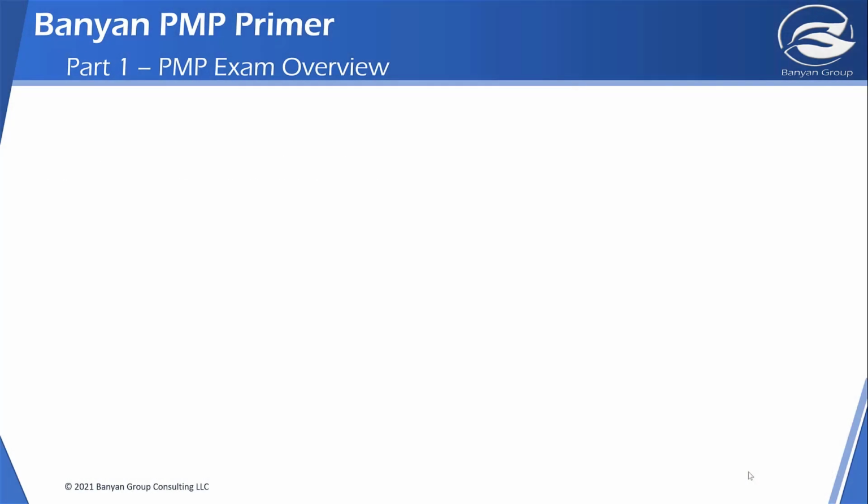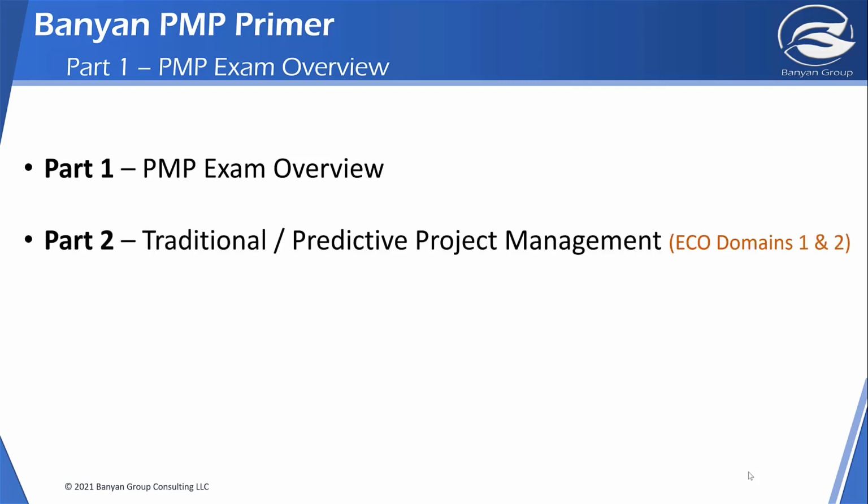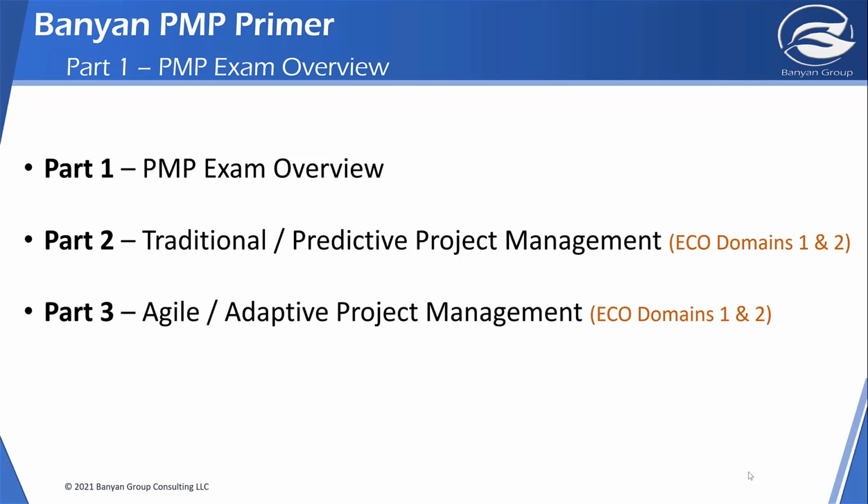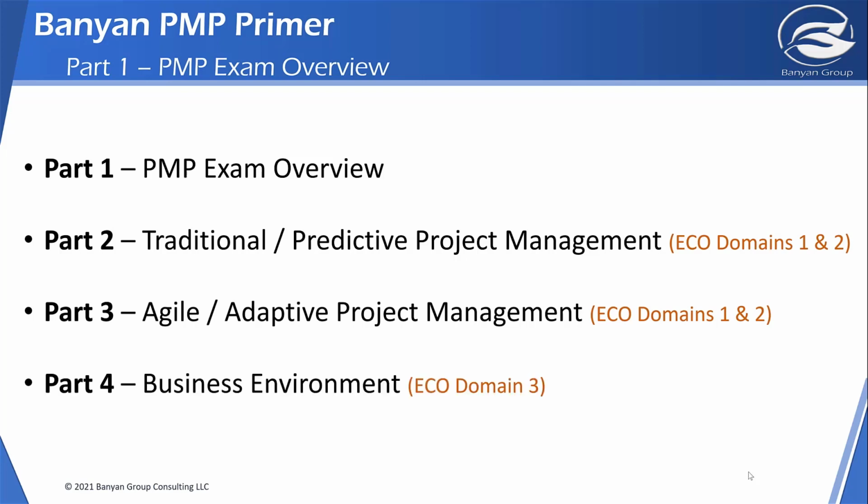All right, quick review. Part 1 is going to be a PMP exam review. That will be what we're going to cover in this video. And part 2 is we're going to focus on traditional predictive project management. Sometimes we call it waterfall. And that is going to touch on Exam Content Outline Domains 1 and 2. We'll talk about that a little bit later. Part 3 is our 3rd video, Agile Adaptive Project Management, Exam Content Outline Domains 1 and 2 again. And then part 4, we're going to talk about Business Environment, which is the Exam Content Outline Domain 3.